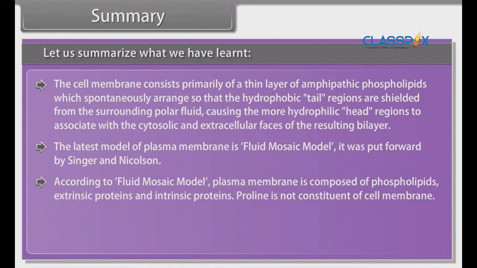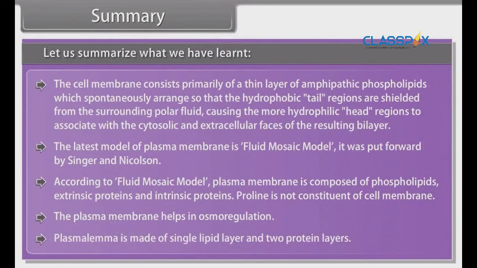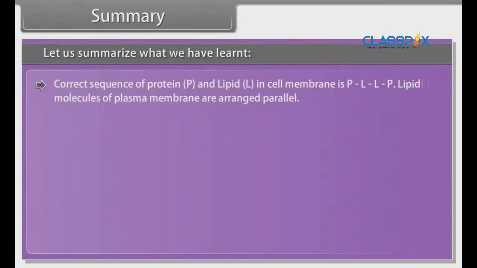According to the fluid mosaic model, the plasma membrane is composed of phospholipids, extrinsic proteins and intrinsic proteins. Proline is not a constituent of the cell membrane. The plasma membrane helps in osmoregulation. Plasmalemma is made of a single lipid layer and 2 protein layers. The correct sequence of protein P and lipid L in the cell membrane is PLLP. Lipid molecules of the plasma membrane are arranged parallel.